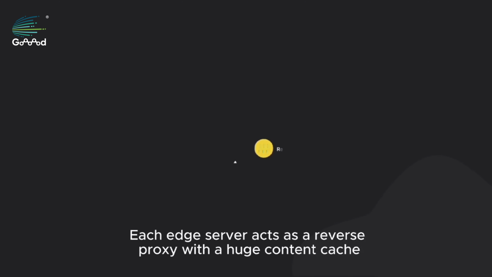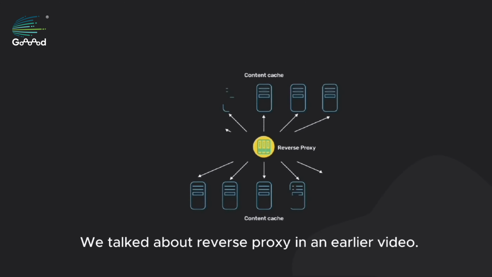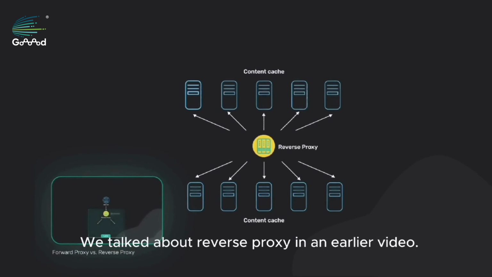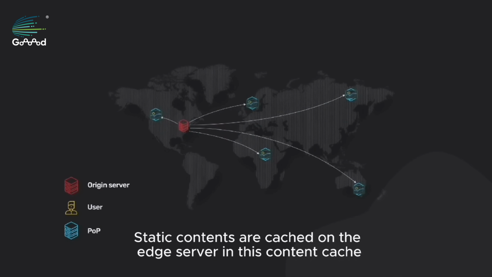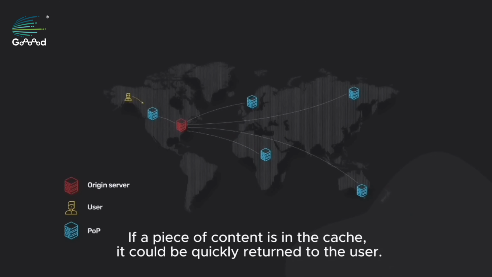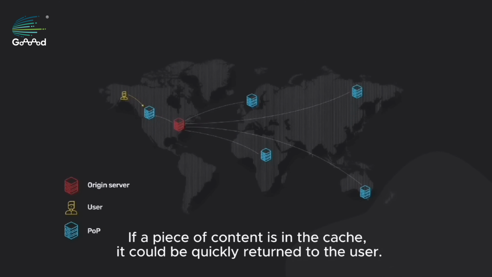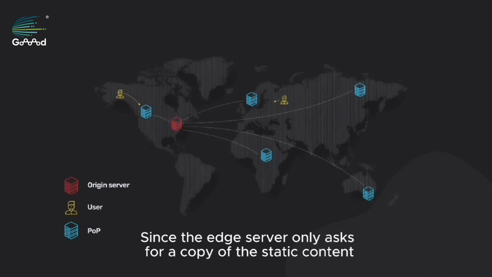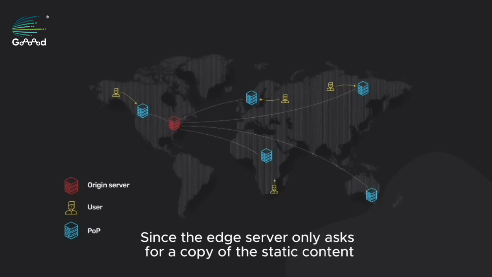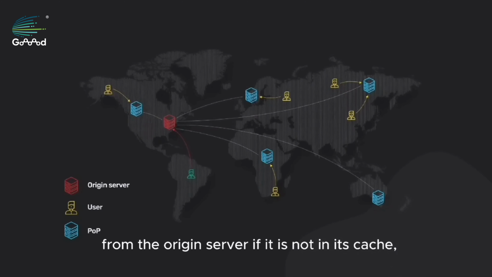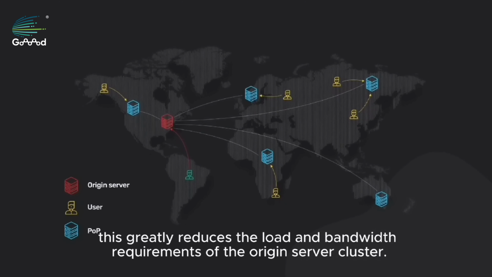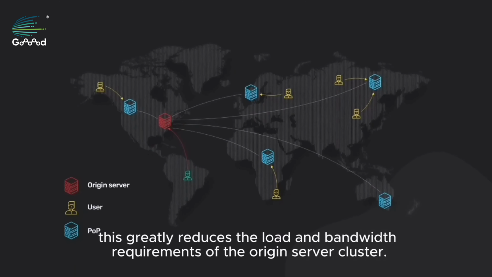Each edge server acts as a reverse proxy with a huge content cache. We talked about reverse proxy in an earlier video. Static contents are cached on the edge server in this content cache. If a piece of content is in the cache, it could be quickly returned to the user. Since the edge server only asks for a copy of the static content from the origin server if it is not in its cache, this greatly reduces the load and bandwidth requirements of the origin server cluster.